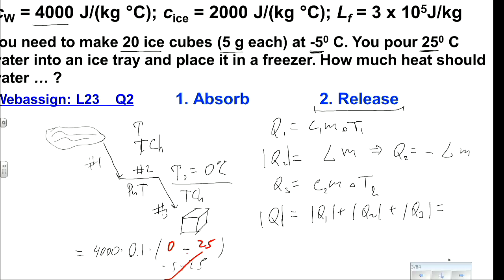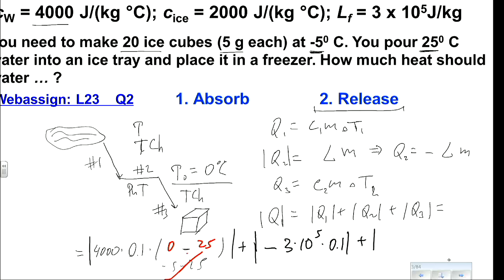Now we need to take a magnitude of this. Plus, let's write it as accurate as possible. So this should be 3 times 10 to the 5th for the phase transition. This is how much heat for 1 kilogram is required to make a transition from ice to water, or water to ice. It doesn't depend on the direction, and the amount is the same. The number of grams is still 100, so 0.1 of a kilogram.